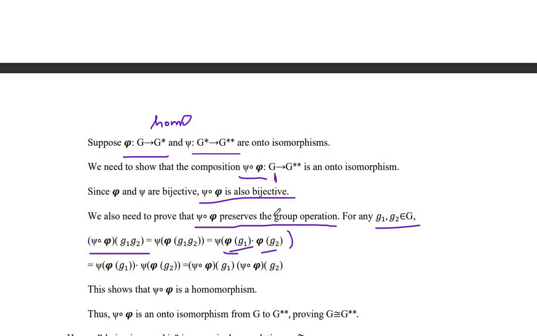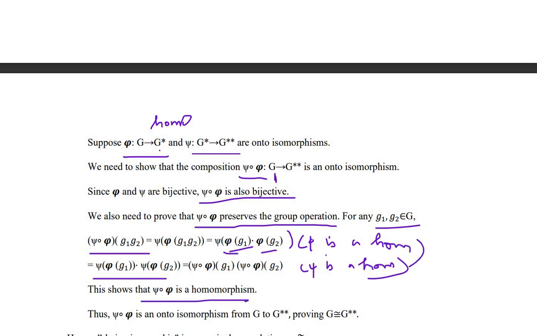And then this is one element, where is it? This is in G star. See, phi of G1 will be in G star. So for psi, G star is the domain. So we can rewrite this as psi of phi of G1 times psi of phi of G2. This is because psi is a homomorphism. The first step is because phi is a homomorphism, and this is because psi is a homomorphism. So we have made use of what is given to us. So from this we have psi composition phi to be a homomorphism.